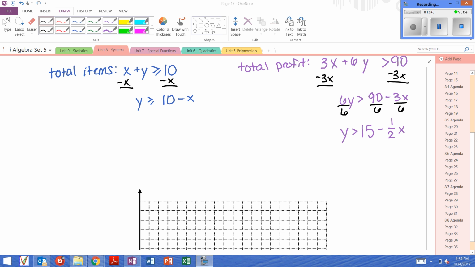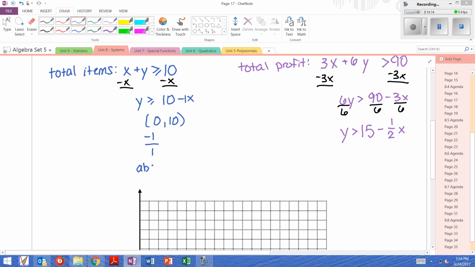Okay, so here we have our two inequalities. Now let's start pulling some information from these inequalities. The first thing that I want to pull from is a starting point. So 10 is my y-intercept, and my slope is -1, which is really -1 over 1. I also am dealing with an inequality, so are we going to shade above or below if it's a greater than sign? You're right, it would be above. And if it can be equal to, we will have a solid line.